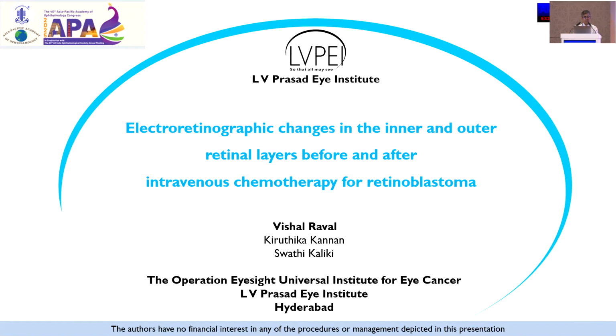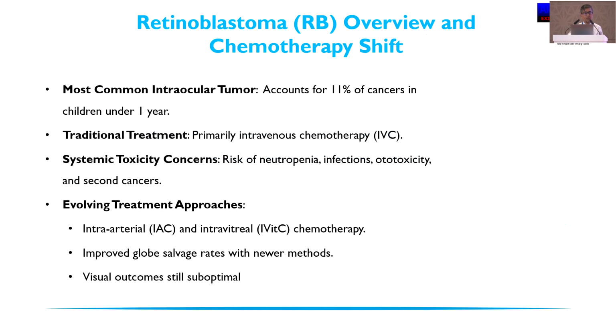So my free paper is titled Electroretinography Changes in the Inner and Outer Retinal Layers Before and After IVC for Retinoblastoma. Just to give an overview, as we all know, retinoblastoma is the most common intraocular tumor in children less than 5 years of age. The current treatment is systemic intravenous chemotherapy, which is the first line of treatment in India, whereas in Western countries it is IAC, with intravitreal chemotherapy as adjunct treatment.